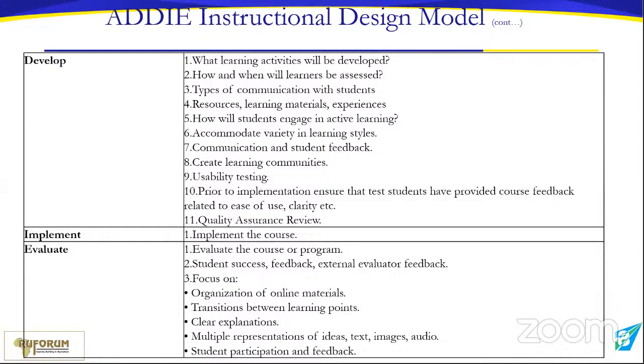So types of communication with the students, resources, learning materials, and experiences. So you actually develop learning resources. When you talk about learning resources, you set up the materials themselves, reference books, experiences, and many others. How will the students engage in active learning? So you define active learning is about interaction. So you have to define which activities and actions the students will undertake.